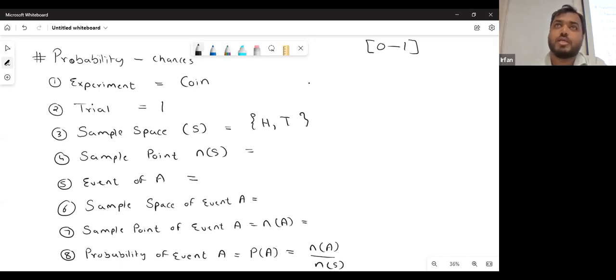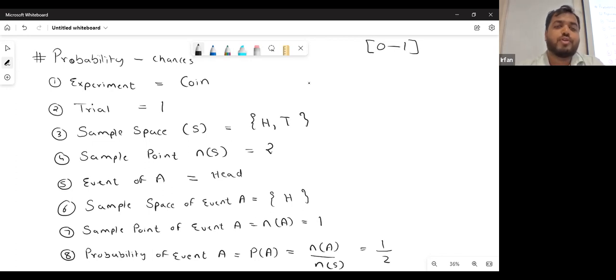Next, we have sample points. Sample point means we need to count how many values we have in the sample space. 2. Now, event A. A means what I want to find. Let's say the probability of getting head. Let A be the event of getting head. How many heads do we have, guys? 1. We count it as 1. Can we divide? 1 by 2.